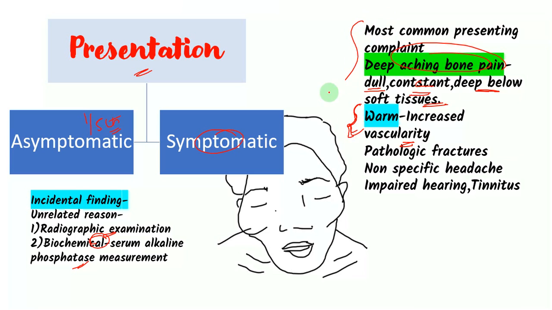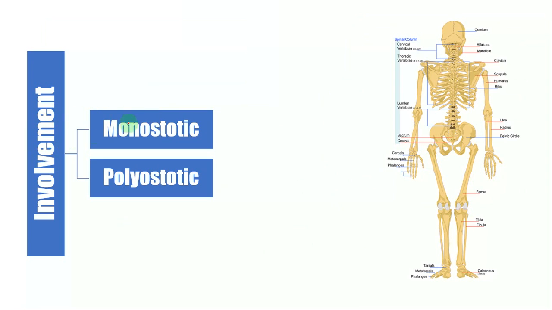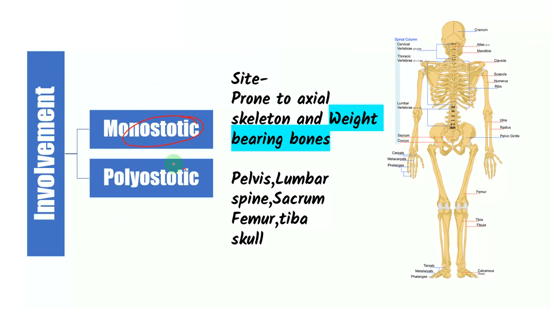Apart from this, the other presenting complaints might be a pathological fracture, non-specific headache, impaired hearing, and tinnitus. The involvement may be limited to one bone, which is monostotic, or multiple bones, which is polyostotic. The sites of predilection are the axial skeleton.